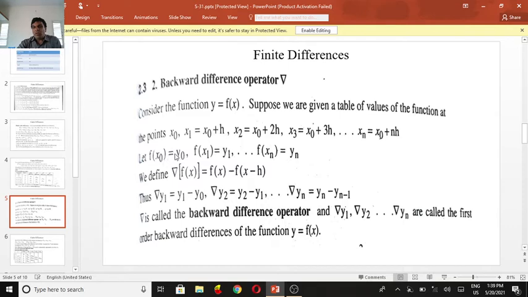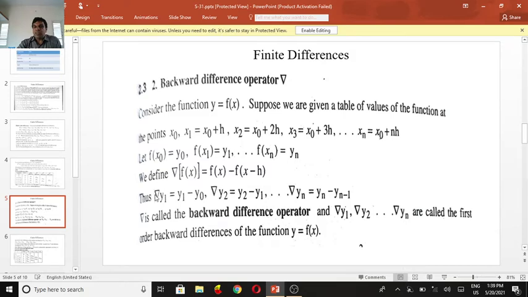So the argument depends on entries. The entry f of x0 is y0, f of x1 is y1, f of xn is yn. That is the reverse delta. We write reverse triangle delta. You can write delta f of x equal to f of x minus f of x minus h. This is the definition. So delta f of x is f of x minus f of x minus h.